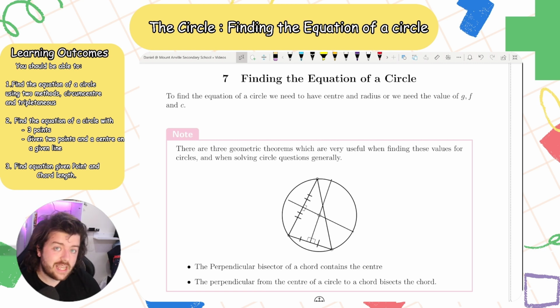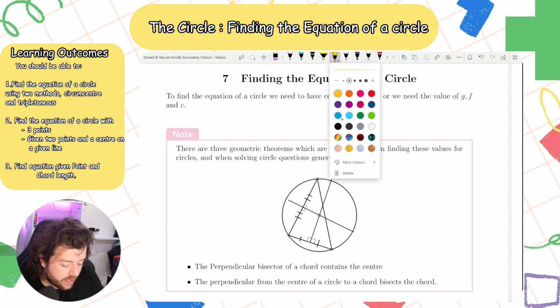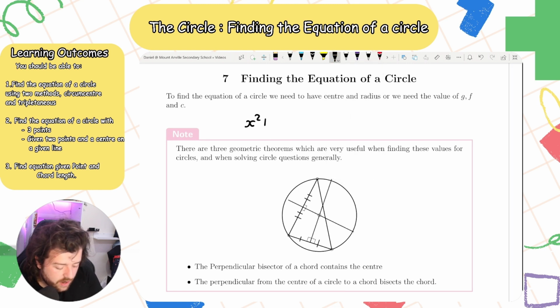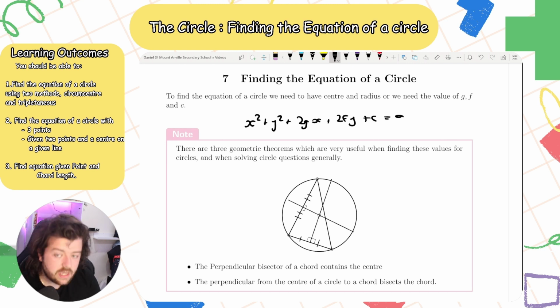Firstly, when we're trying to find the equation of a circle, we always work with the general form of the equation of a circle: x squared plus y squared plus 2gx plus 2fy plus c equals 0. There are two ways to find the equation of a circle, and I'll do both methods in this video: geometrically, and using algebra, a triple-unknowns method.